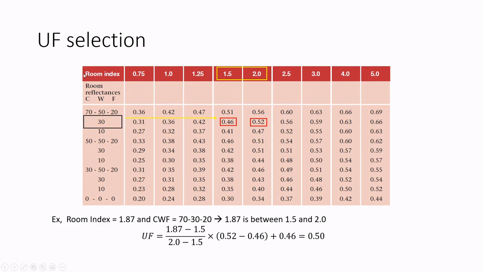But in many cases your room index will be something like this. If you have a room index of 1.87, you will have to do a simple calculation like this and find out the utilization factor.